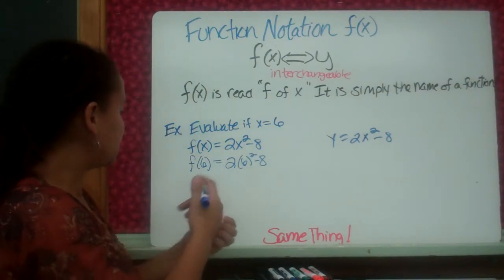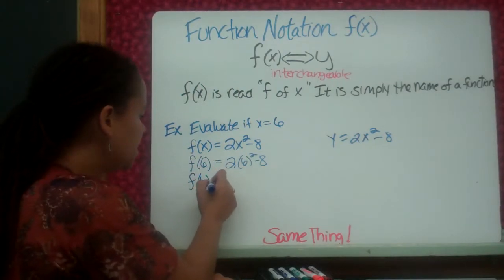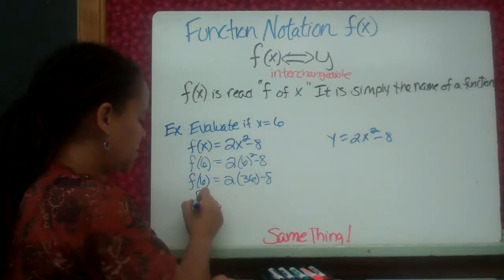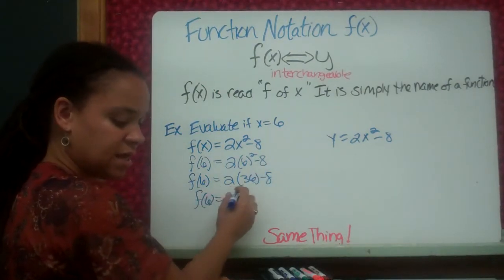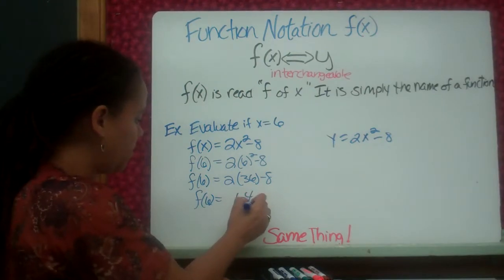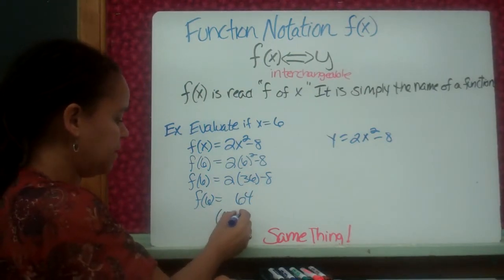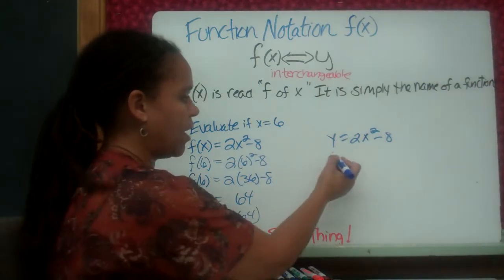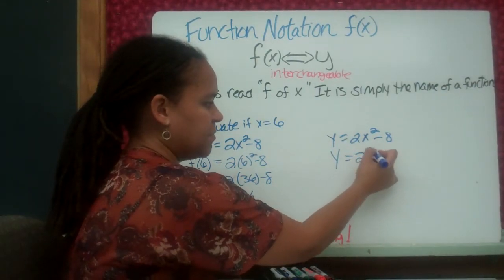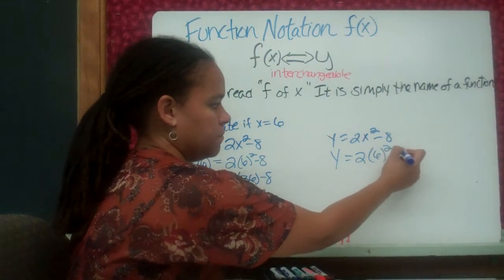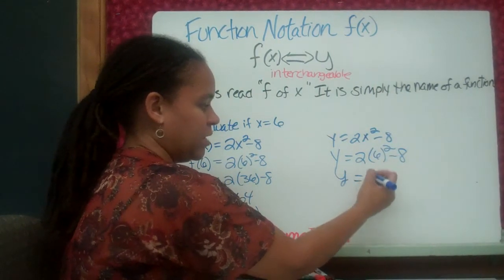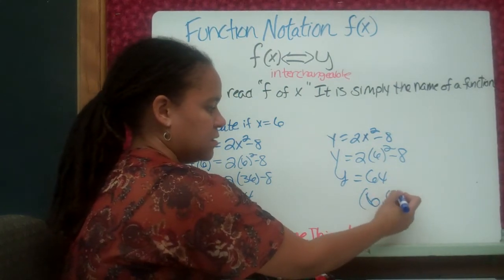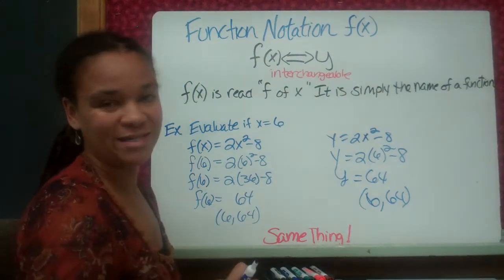So if it's evaluated at 6, we would have f of 6 is equal to 2 times 36 minus 8. F of 6 is equal to 64. So the ordered pair would be 6, 64. If I plug in 6 for x, I get out 64 for y. It's the exact same thing here. So we already know that we would get 64, and the ordered pair would be 6, 64. So they work exactly the same way.